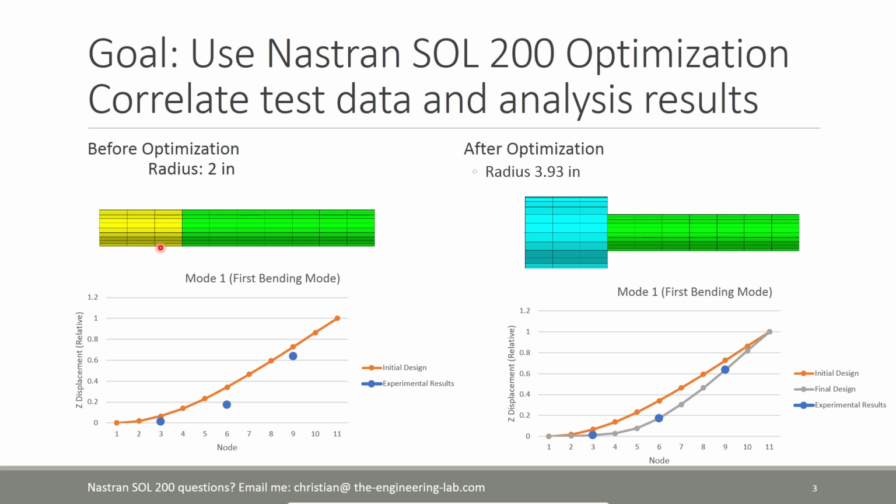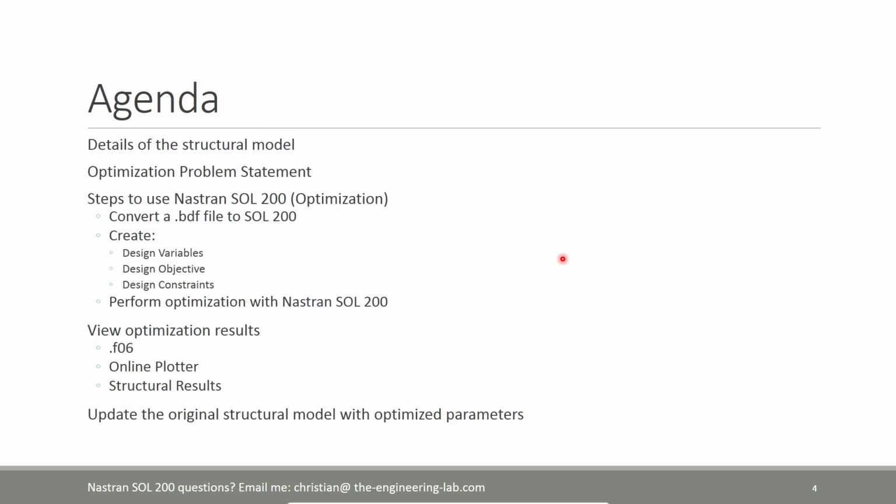What we are going to do is allow one of the dimensions in the model to vary. Here you can see the dimension is the radius of the cross section in the yellow section. We're going to let this radius vary so that the mode shape that was previously represented by orange becomes a new mode shape represented in gray. And our goal is to make sure that this mode shape aligns with the experimental result. So here you can see the gray, or optimized, mode shape is in line with the blue points, which are the experimental points. And so what is it going to take to get to that point?